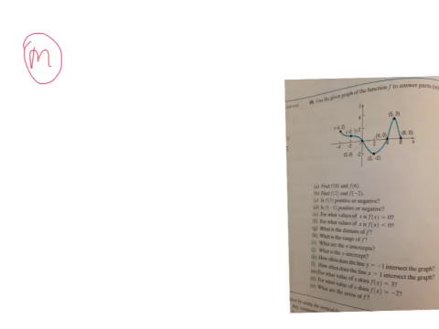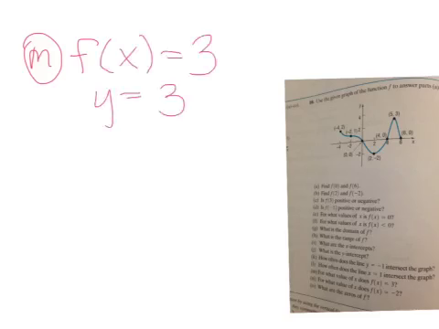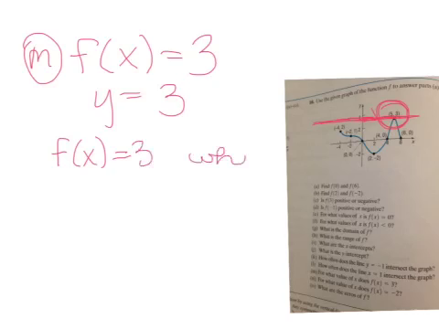For M, for what value of x does f of x equal 3, or y equals 3? This could be more than once, even if it's a function, because it can go this way. But if I look, it just crosses right here at 5, 3. So f of x equals 3 when x equals 5. And you could do set builder notation if you wanted to.